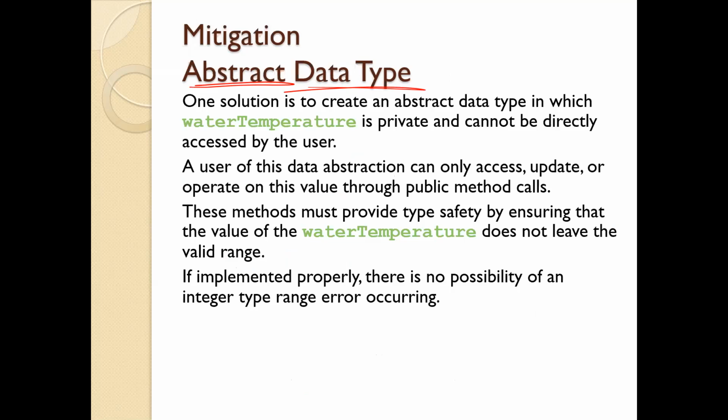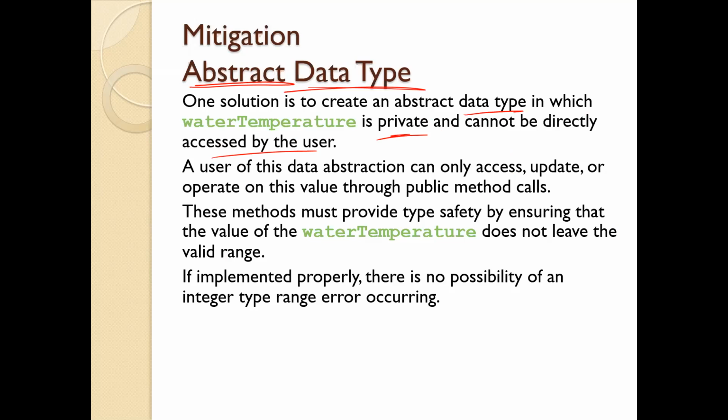And you can easily do that with object-oriented programming. You can create your object, and the private variables inside the object can have restrictions. So one solution is to create an abstract data type in which water temperature is private, right, and cannot be directly accessed by the user. I'm sure you've done this before. When you took an object-oriented programming class, I'm sure you went over these ideas. So that's the same thing here.